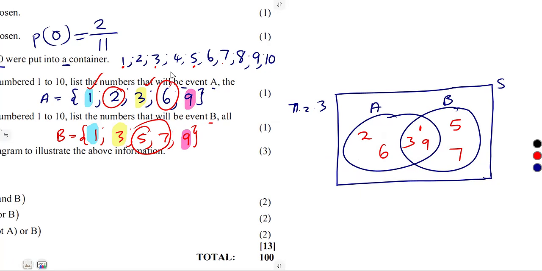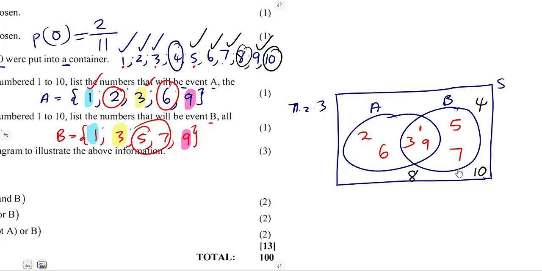We have got 1, we have got 2, we have got 3, 4. We do not have 4 here, so we must put the 4. 5, we have got it. 6, we have got it. 7, we have got it. 8, we do not have 8, so we must indicate 8. 9, we have got this one. 10, we do not have, so we must indicate the 10 outside of A and B. So that was the set that we are supposed to have, just like that.